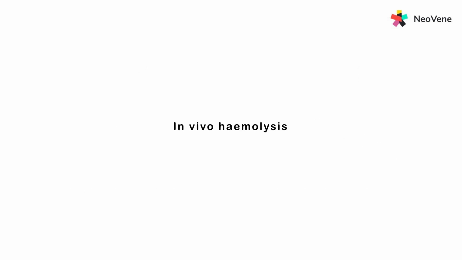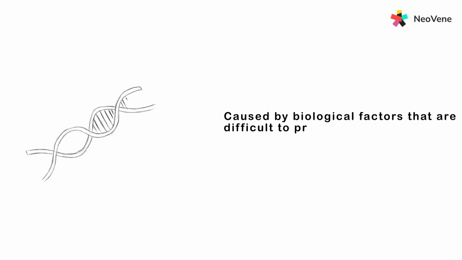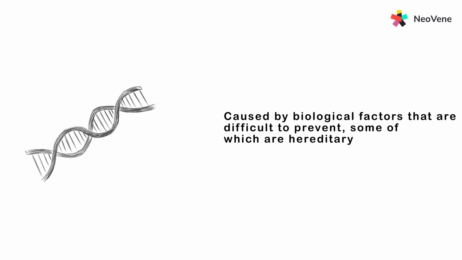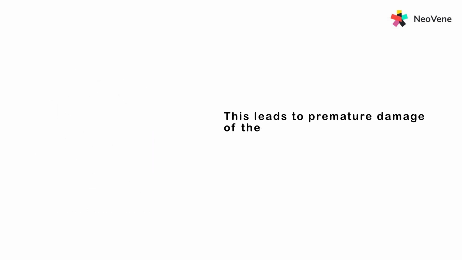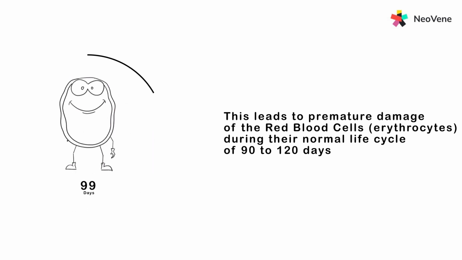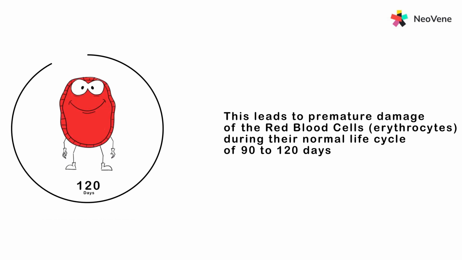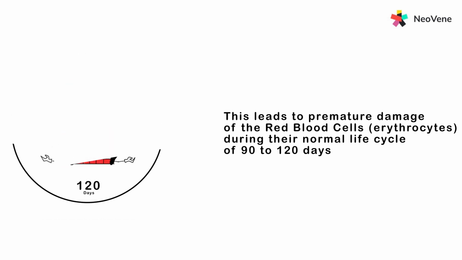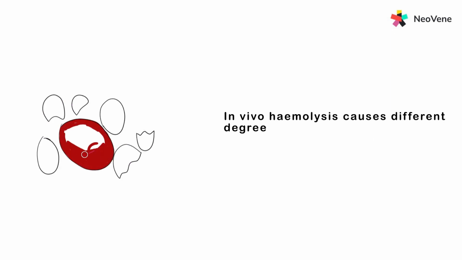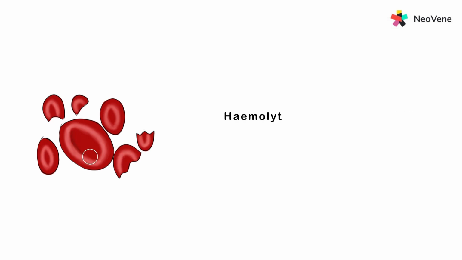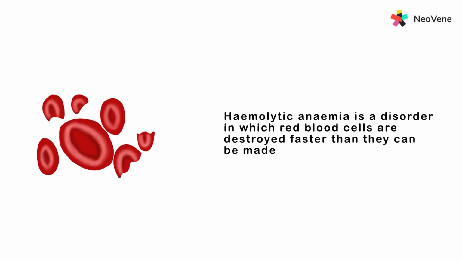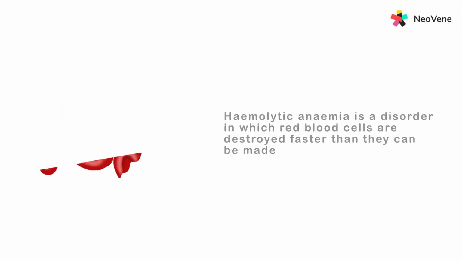In vivo hemolysis is caused by biological factors that are difficult to prevent, some of which are hereditary. This leads to premature damage of the red blood cells, erythrocytes, during their normal life cycle of 90 to 120 days. In vivo hemolysis causes different degrees of hemolytic anemia. Hemolytic anemia is a disorder in which red blood cells are destroyed faster than they can be made.